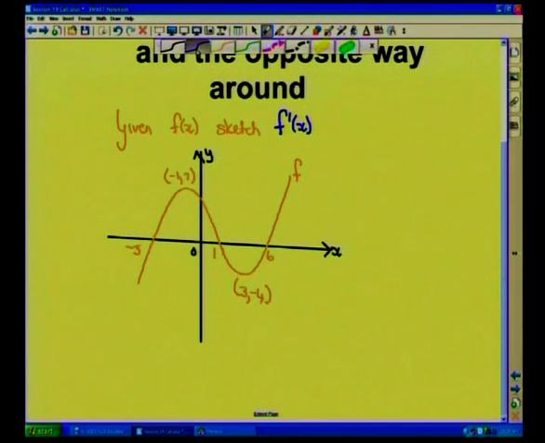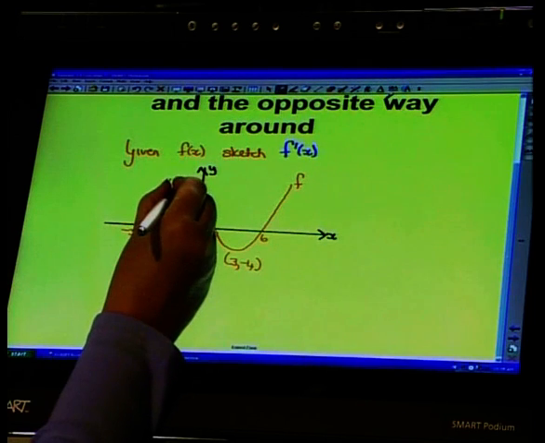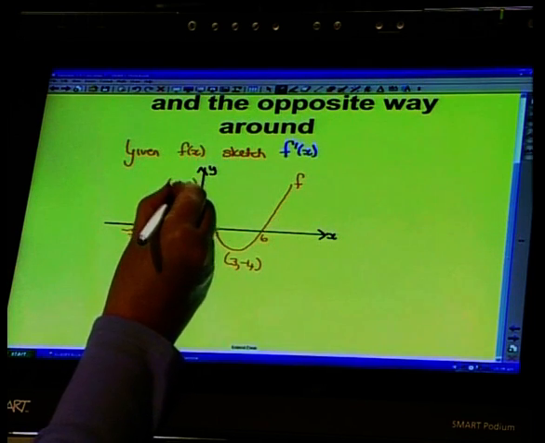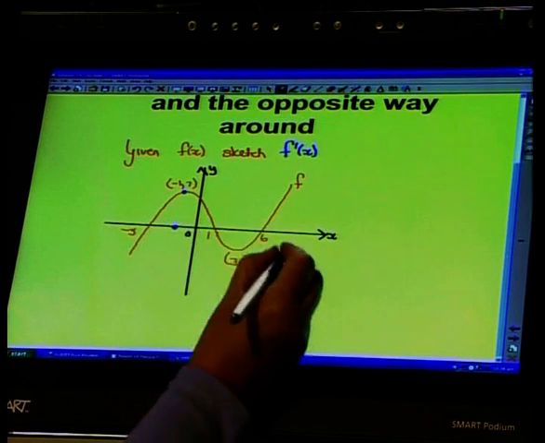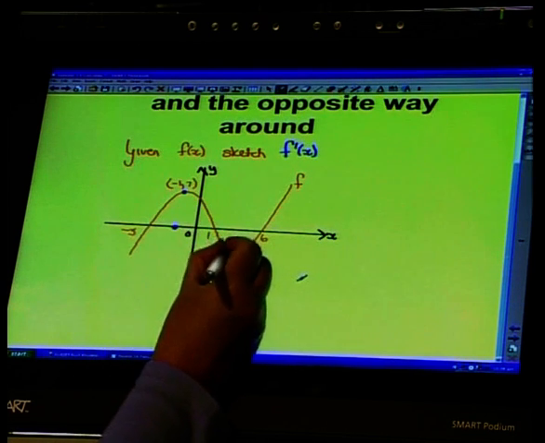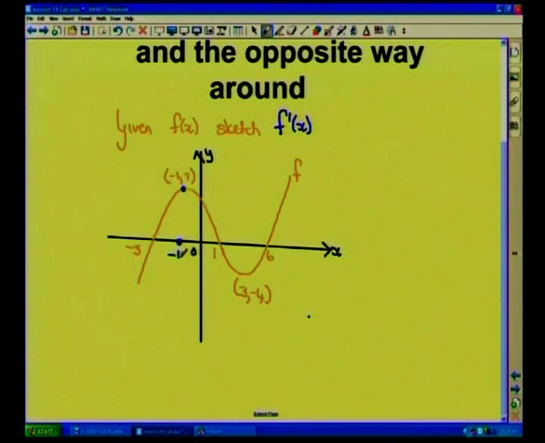Now, the derivative, first of all, we know that where there is a stationary point, we will have 0 for the derivative. So that means I already know that that's 0 at -1. And I know that here at 3, I will also have another 0 because that's where the gradient equals 0. Okay, so that's the first thing you'd always put in.